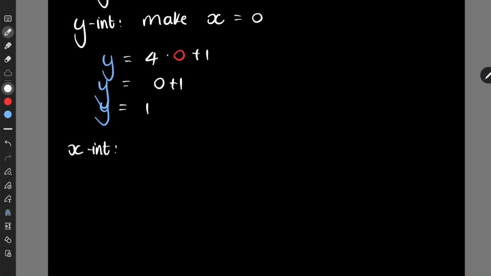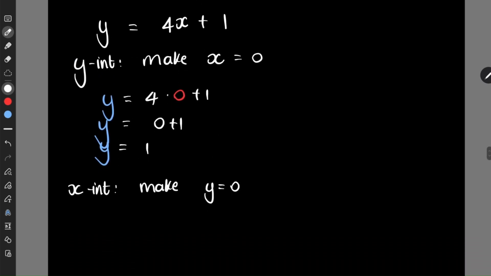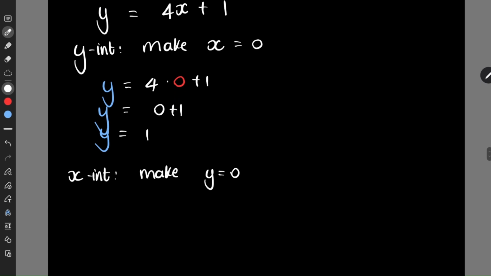Remember, the easy way to remember this is you make the opposite one of what you're looking for 0. Make y, it just broke the rule that I just told you guys. Imagine. So we want to make y equal to 0 in this case. Let's add a bit of color.